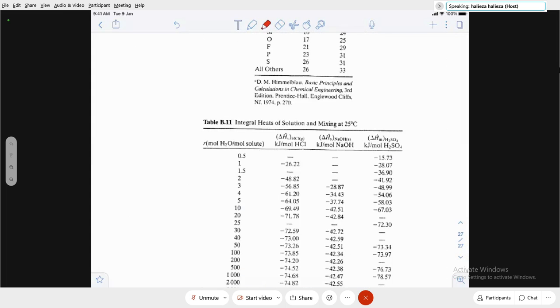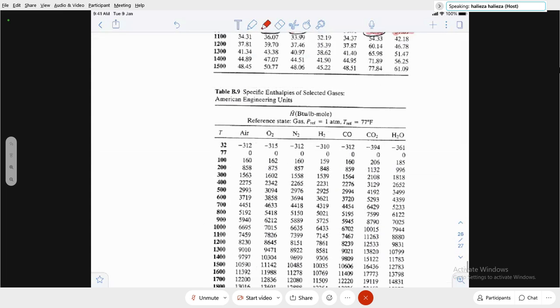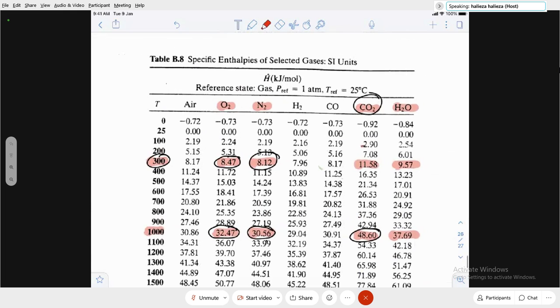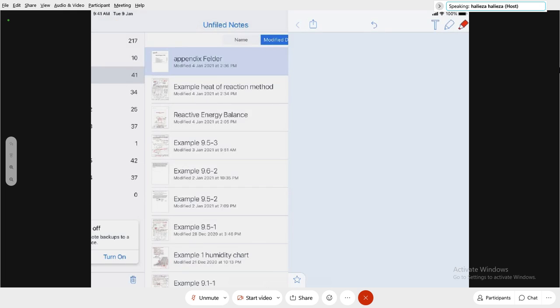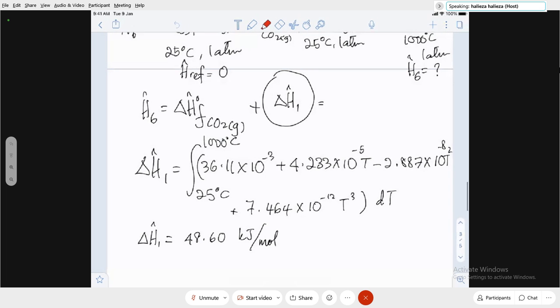Oops, I went too far. Okay, this is appendix B8. Let's go back to our example. Just now, I need the heat of formation for carbon dioxide, so I got it. This is what is given in appendix B1. So your H1 just now, we got from appendix B8, plus 48.60.